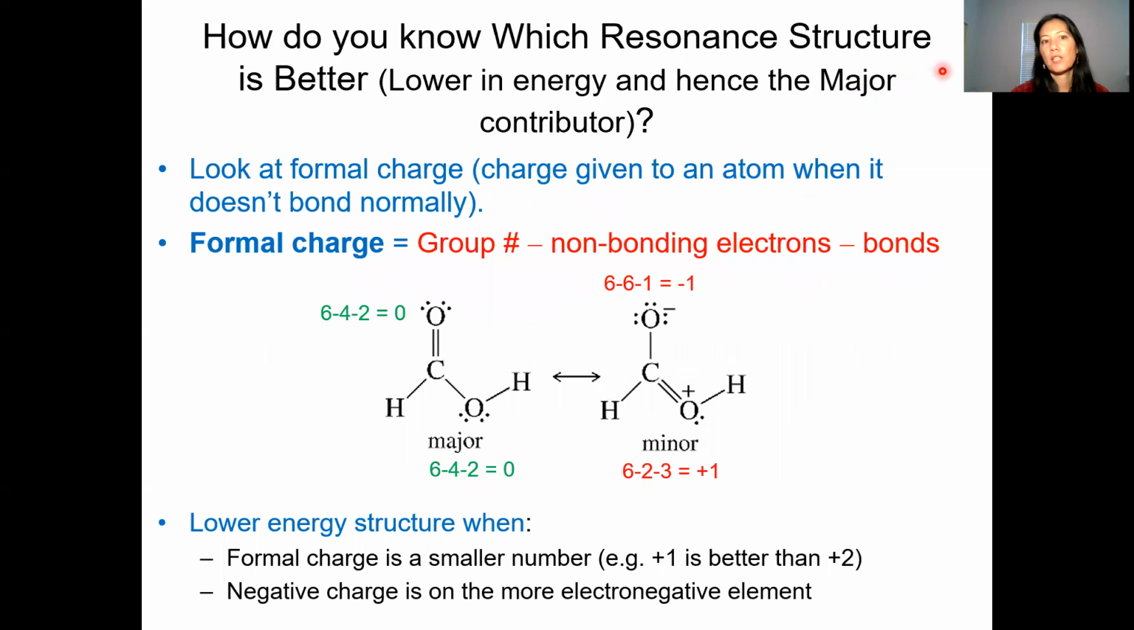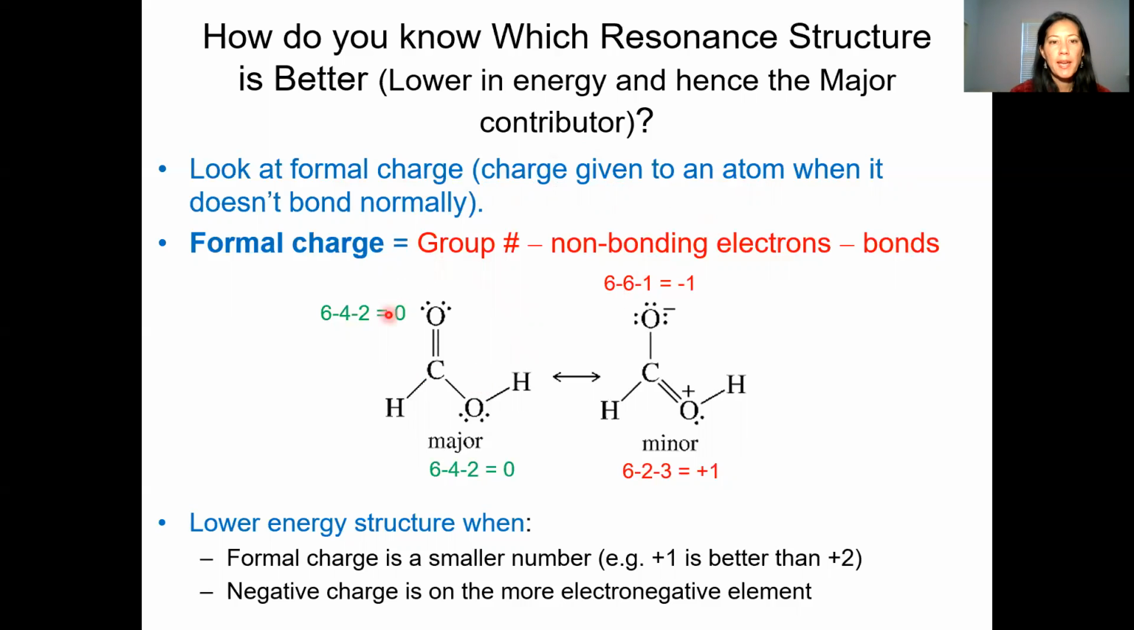How do you know which structure is better, meaning which one's lower in energy and hence a major contributor to the overall structure or overall hybrid? So we look at something called formal charge. This is a charge given to an atom when it doesn't bond normally. So remember when I said oxygen normally bonds having 2 bonds and 2 lone pairs? In that case, there is no formal charge. The formal charge is 0.